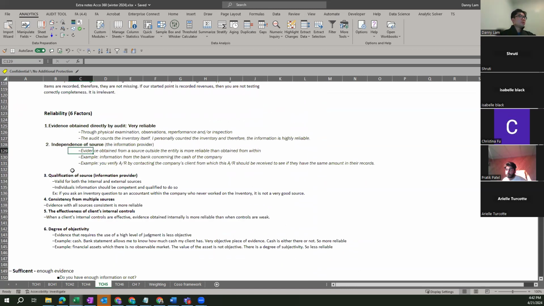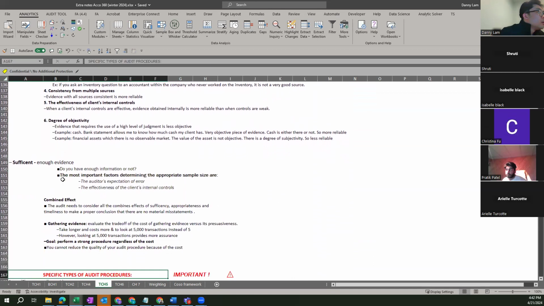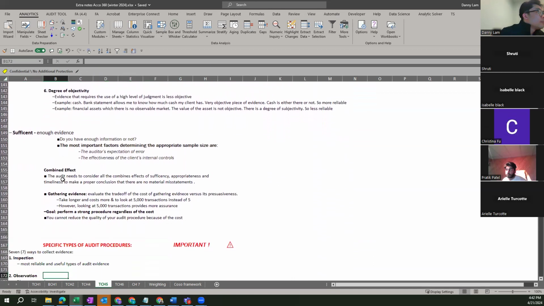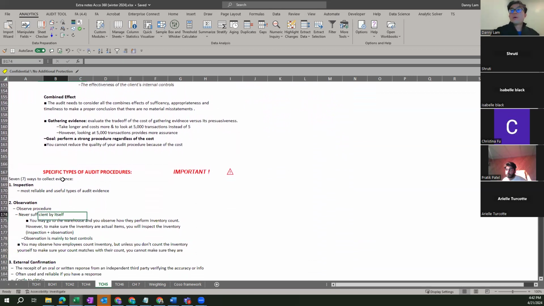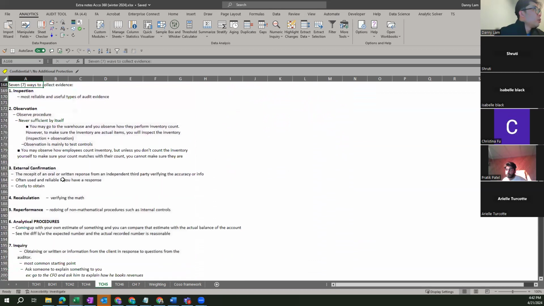Okay, so independence of source, good qualification of source, consistency. Okay, that's good. So this I would highlight, guys: inspection, observation, external confirmation, analytical procedures. When they're asking you, okay, there's a problem, there's a control weakness, identify it, or what would you do as an auditor? I want you to use these words.